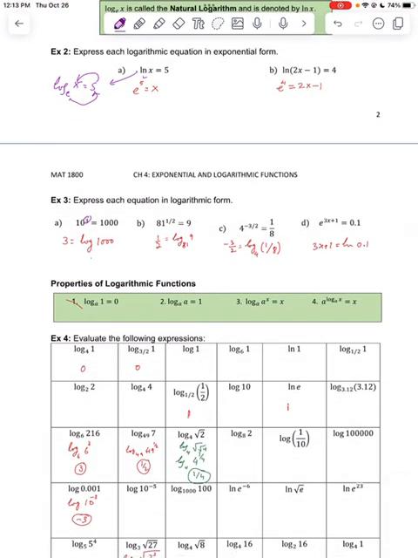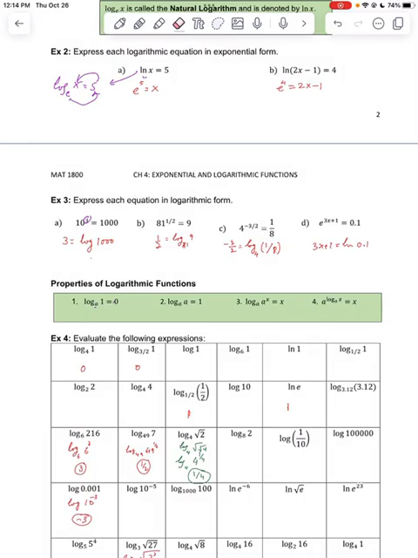Okay, now there are some properties of logarithmic functions I have given here. The first one is saying log base a of 1 is equal to 0. What this means is no matter what the base is, whatever the a is, as long as a is within the range that we specified in the beginning, that it is not negative, it is not 0, it is not 1, you can have any base here. If you are taking the logarithm of 1, the answer will always be 0.